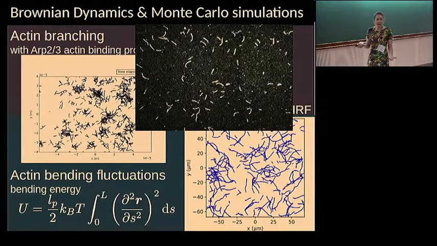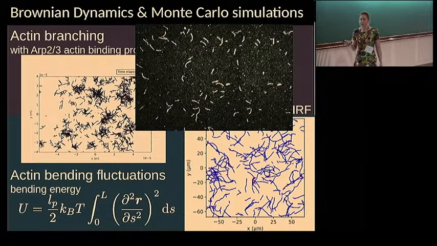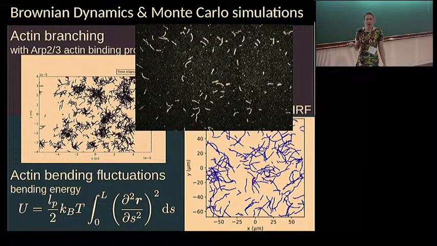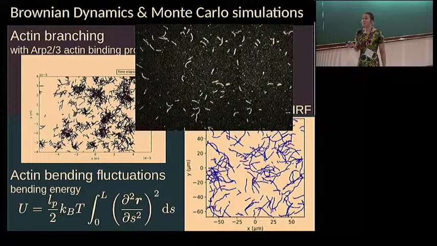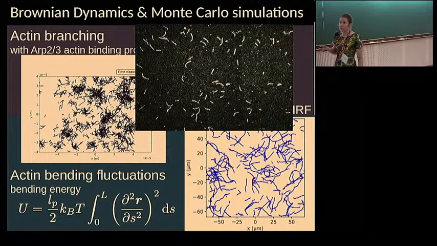And we can add all kinds of things into this simulation. So we can choose what we have and what we don't have, which is very nice. It's something you can't do so easily inside a real cell. So we allow the filaments to bend, to fluctuate, and to branch. We can also add in other effects as we like. Yes, Christian? Yeah, so the Monte Carlo, is that a kinetic Monte Carlo or just normal Monte Carlo? It's a Gillespie algorithm. Okay.